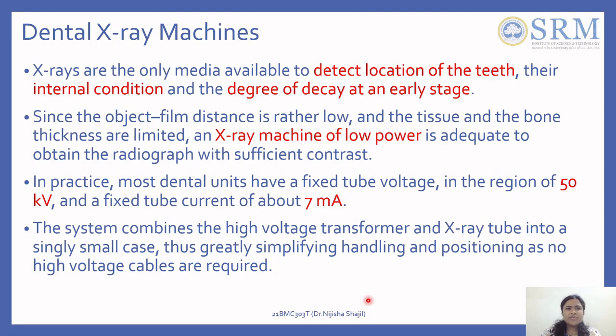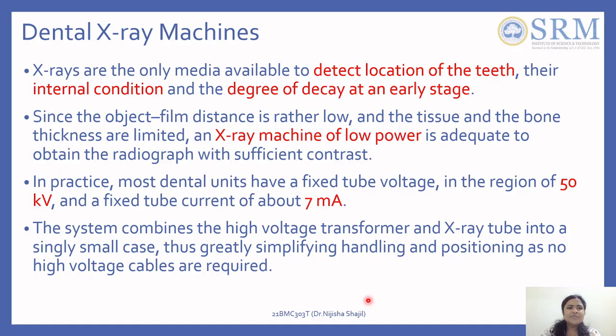Dental X-ray machines. These are machines which are used to take images of the teeth, the internal part of the teeth, the degree of the decay, how they are arranged, everything can be imaged with the help of dental X-rays. This is the only tool which can be used to image clearly the teeth and the bone, the jaw structure, everything can be imaged using the dental X-ray machine.